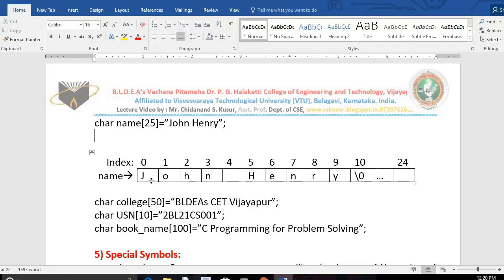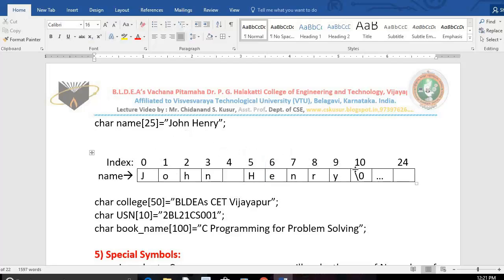I allocated 25 memories. To all 25 memories I have given a single name, name. Then how do you differentiate the memories? With different index values, subscript values 0, 1, 2, 3, 4, 5 till 24. What is the name of the first memory? Name of 0. Name of the second one? Name of 1. Name of 2. Name of 3. Name of 4. Where is J stored? In name of 0. Where is O stored? In name of 1. Where is H stored? Name of 2. This is what we call an array.